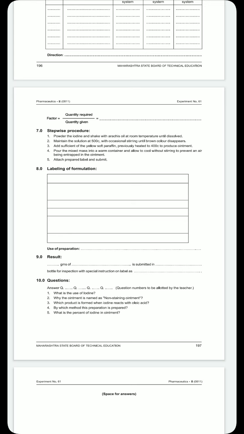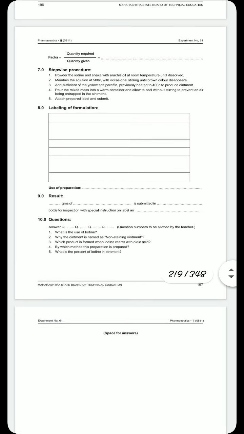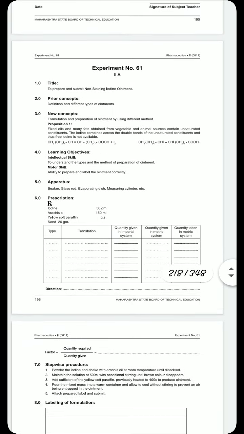Pour the mixed mass into a warm container and allow it to cool without stirring, to prevent air being entrapped in the ointment. Then the last step is to attach a prepared label and then submit. Okay, this is your experiment number 61.